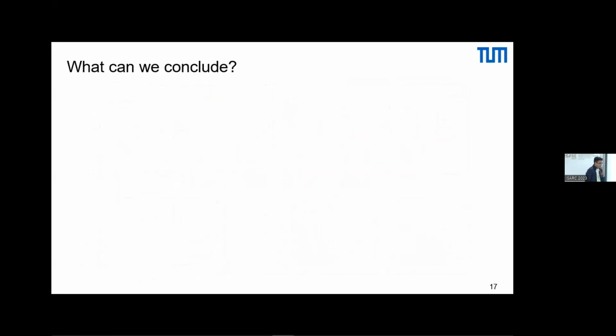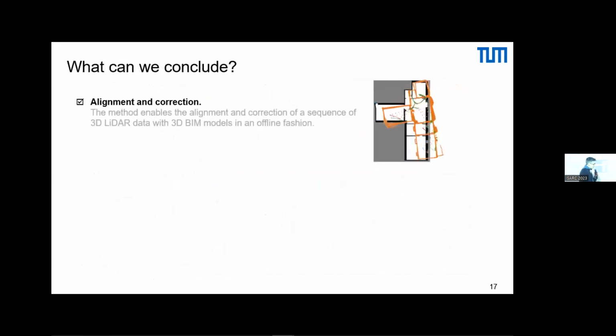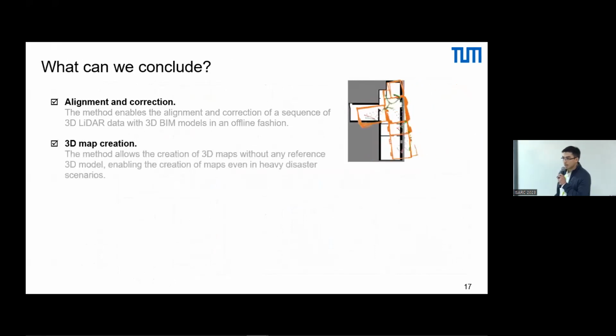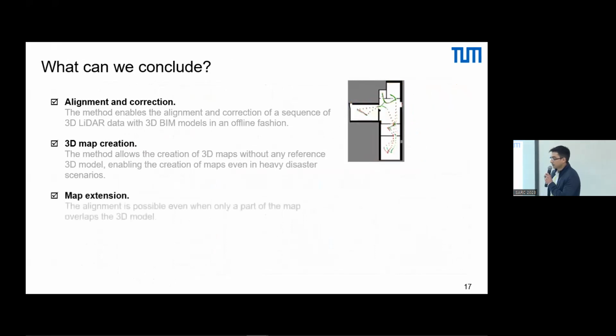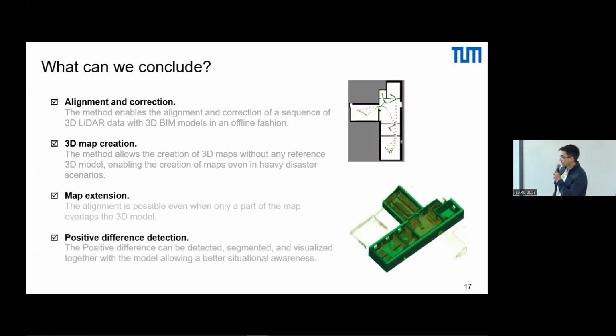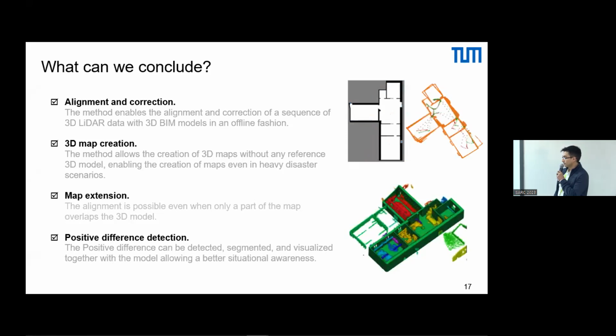So what can we conclude? We have a method that achieves the alignment and correction of sequential LiDAR data to a BIM model. However, it's not offline-only. We can create real maps even if we don't have a reference map of the environment. And we also allow map extension. So even if we scan only a partial section of the reference map, we can achieve the alignment with partial overlap and extend the map. We can also detect positive differences and segment them for better visualization together with the model.